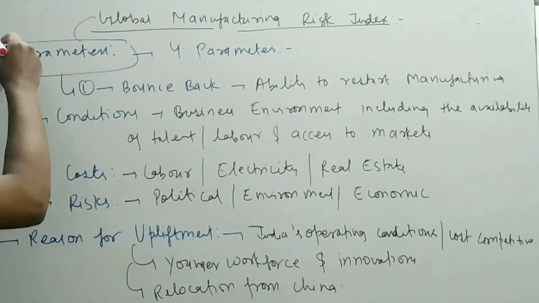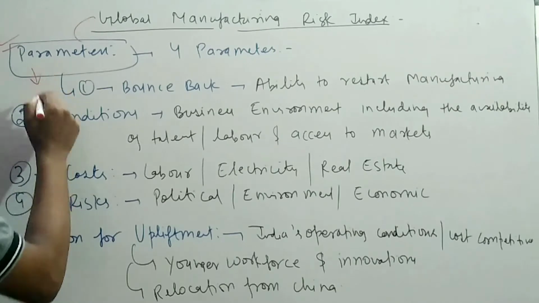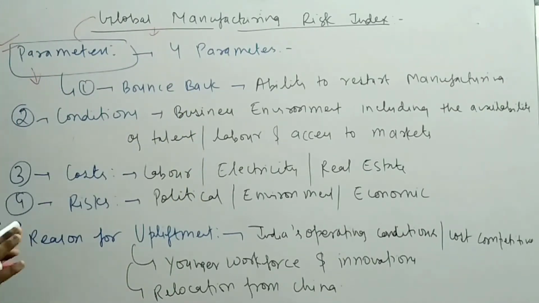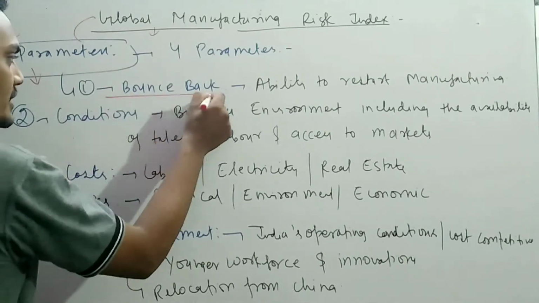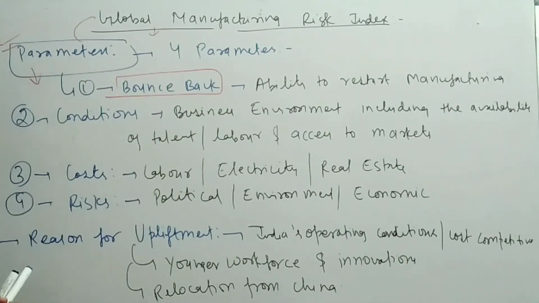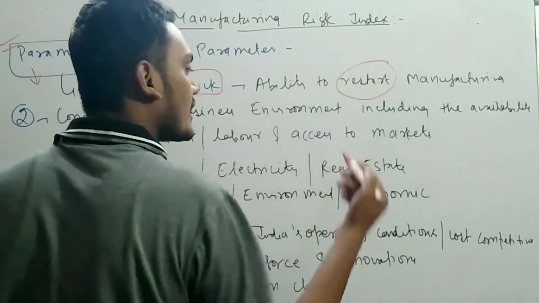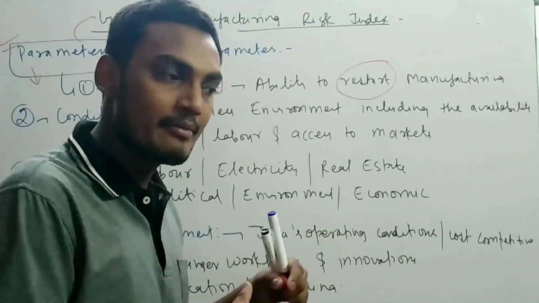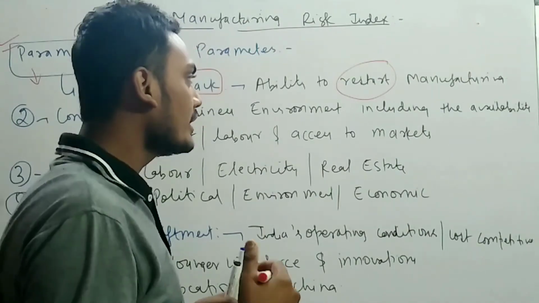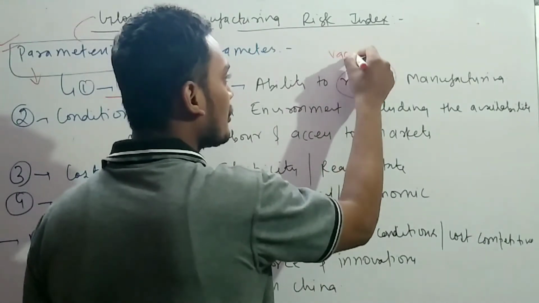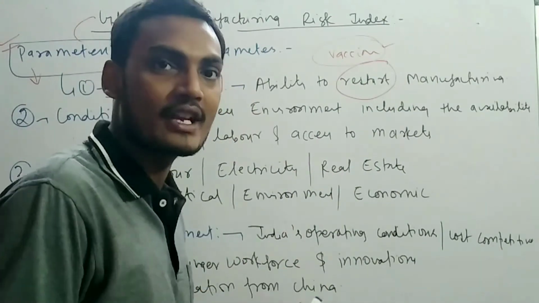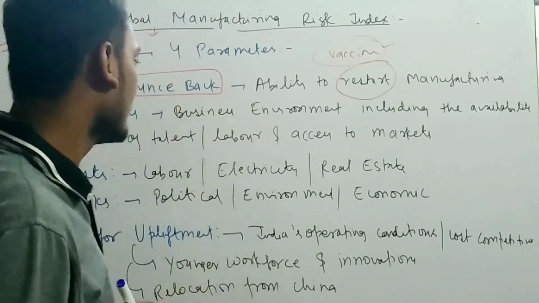The parameters means the indicators used in the Global Manufacturing Risk Index. There are basically four indicators. First is bounce back, the ability to restart manufacturing. As you know, vaccination is going on in the country and the pandemic is spreading, so whenever the vaccine took place, it is your ability to restart manufacturing as fast as possible. This is the first indicator.